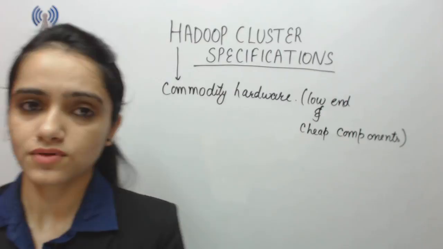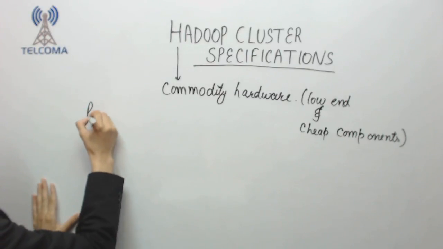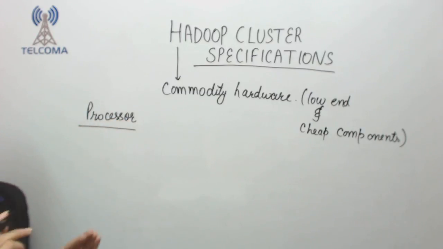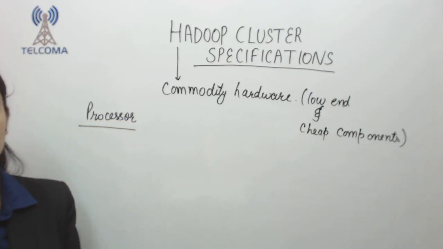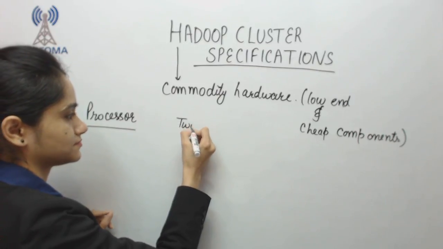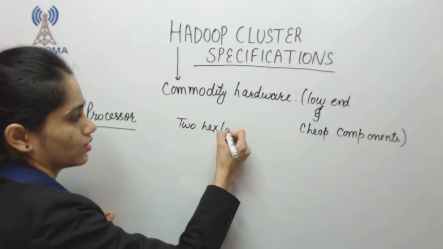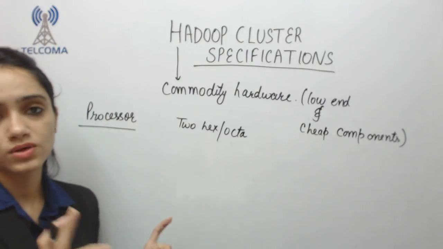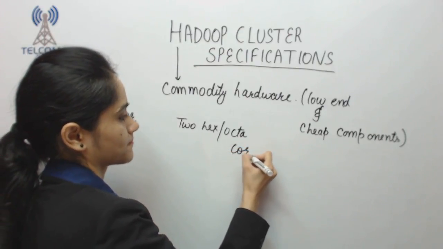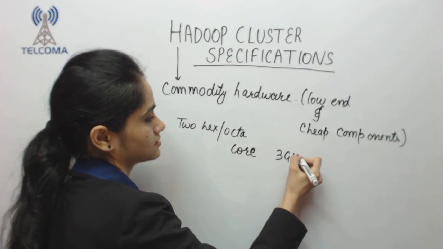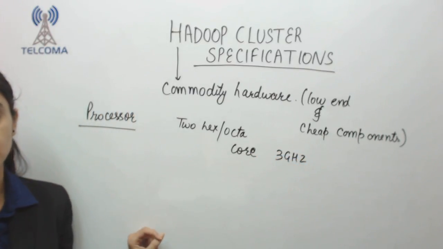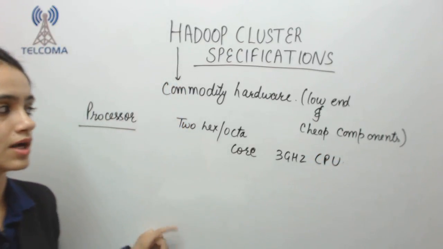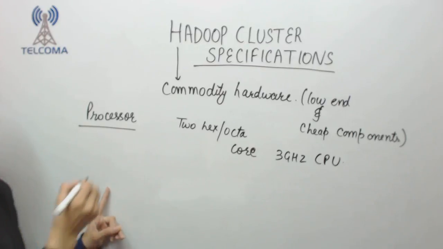Let's start with the very first, which is the processor. What is the need of the processor? We require quad-core or octa-core processors with a core speed of 3 gigahertz. So we require 3 gigahertz of CPU. This is the requirement for a processor.